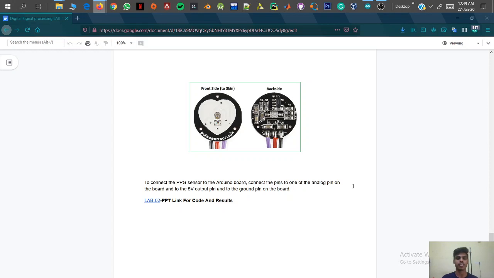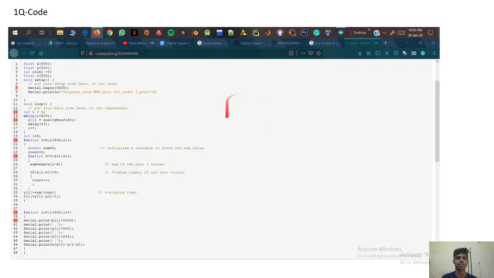So the code and the results are as follows. This is the first code. We are performing some basic operations. At first, we are taking the input through the PPG sensor to the Arduino board, and then we are sending the input into the moving average filter of order 8, and then into the derivative filter of order 1, and then into the derivative filter of 3 point center difference.